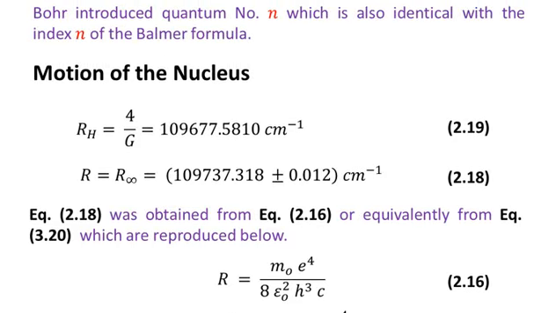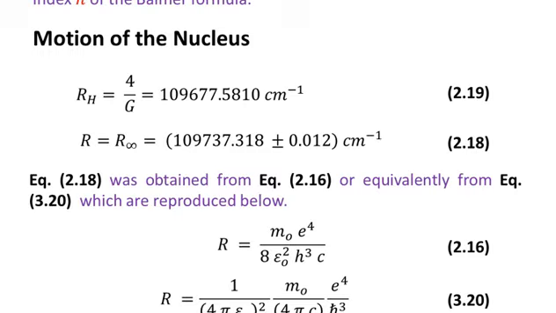Now we are going to talk about the motion of the nucleus. Why do we need to talk about the motion of the nucleus? Let's see. This is the value of RH, the Rydberg constant, which is equal to 109677.5810 centimeter inverse. This was first mentioned in the previous slide as equation number 2.19. This was the empirical value of RH that was suggested by Bohr in order to satisfy the spectroscopic data obtained in connection with the Bohr series.